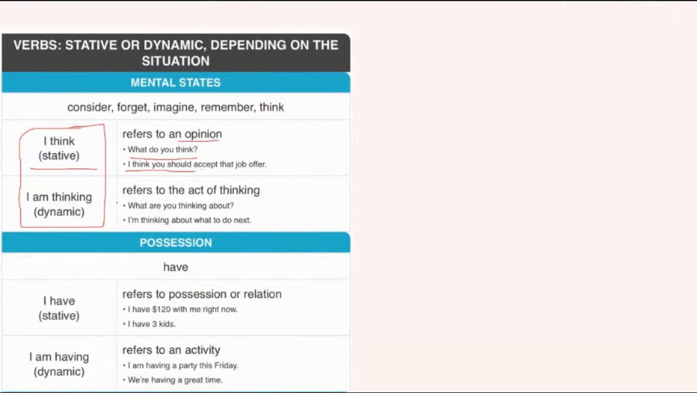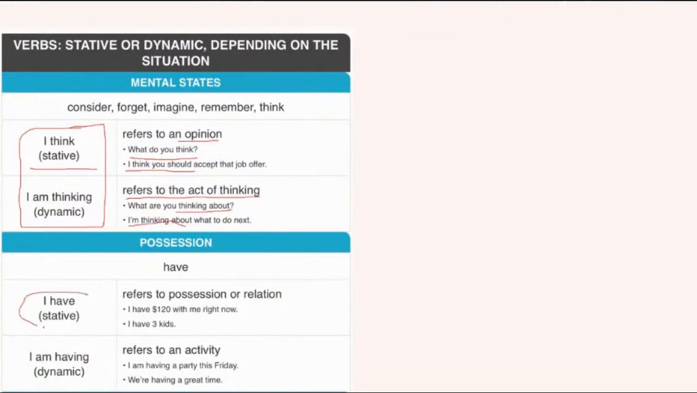Now, the dynamic verb is the act of thinking. What are you thinking about, right? This is the action, not opinion, right? Not a noun, my opinion is, but the act of thinking. What are you thinking about? I'm thinking about what to do next. So here, the active thinking.